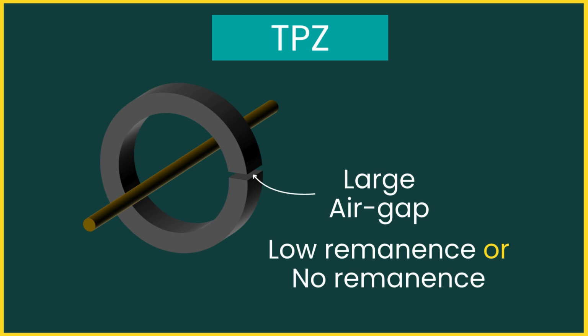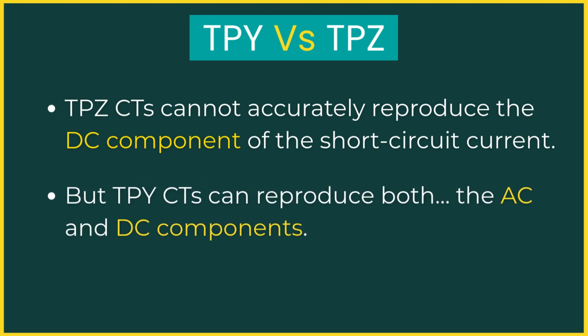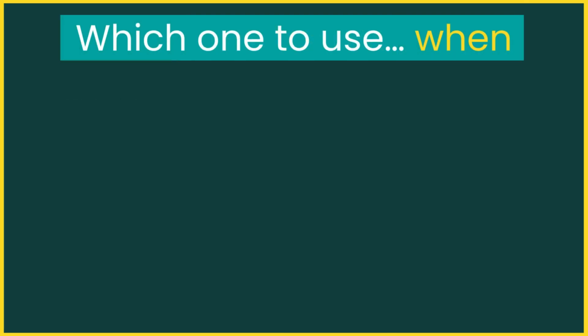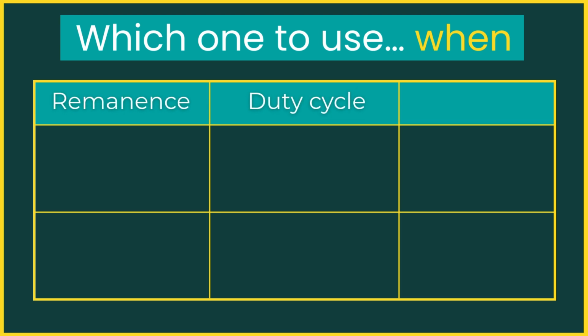Because of the large air gaps in the core, TPZ CTs cannot accurately reproduce the DC component of the short-circuit current. But TPY CTs can reproduce both the AC and DC components. Now that we understand why we need Transient Performance CTs and their construction differences, let's learn how to decide which one to use when. It depends on three key factors: remanence, duty cycle, and system X/R ratio.